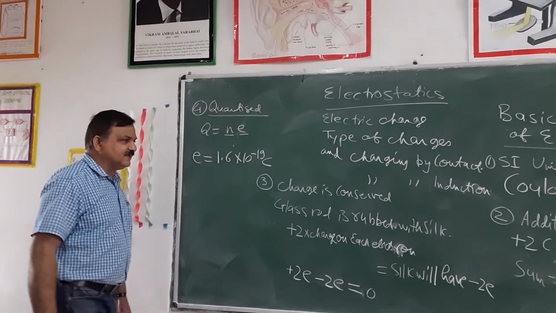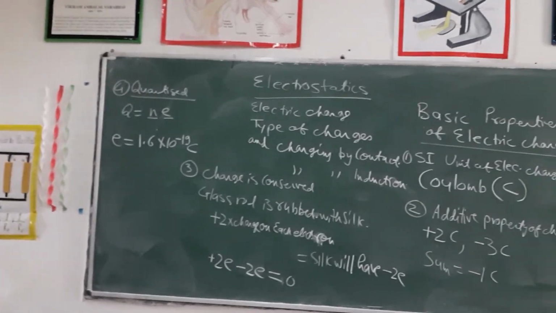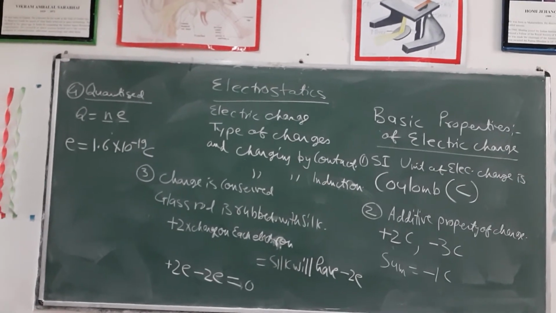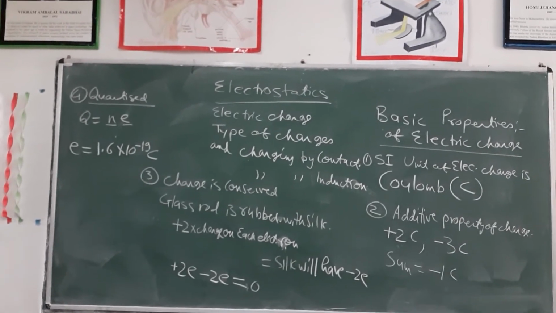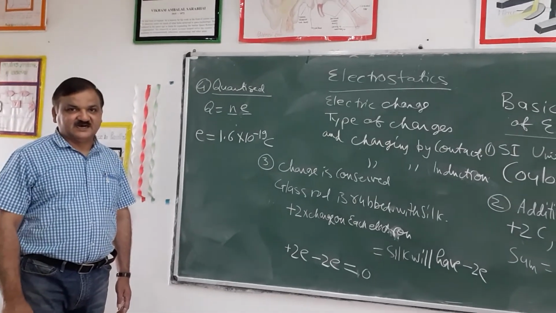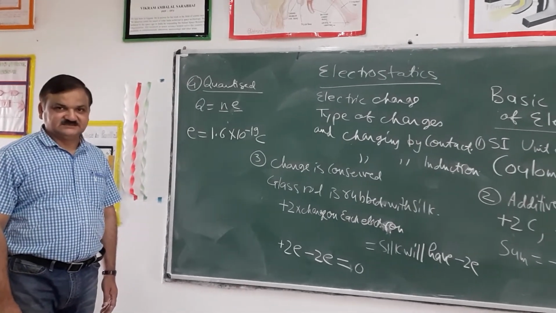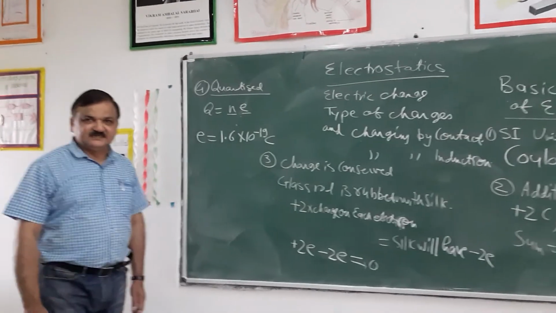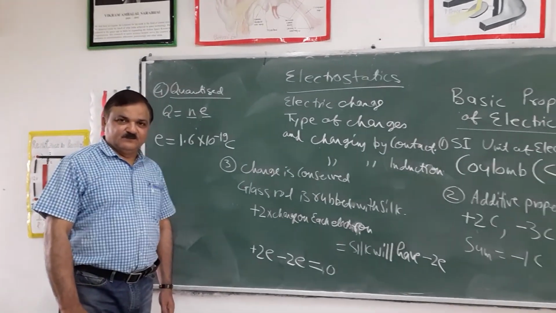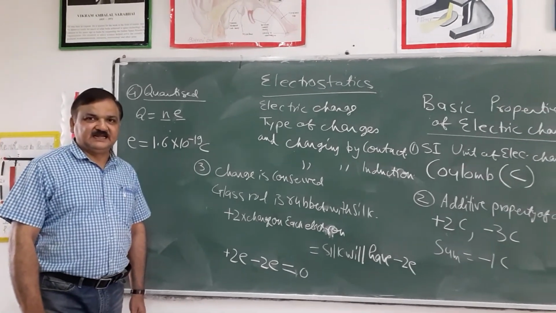So electric charge is additive, electric charge is conserved, and electric charge is quantized. So these three are basic properties of electric charge. You have studied about electric charge, type of electric charge, and basic properties of electric charge. In the next lecture, we will talk more about electric charge and their interrelationship.